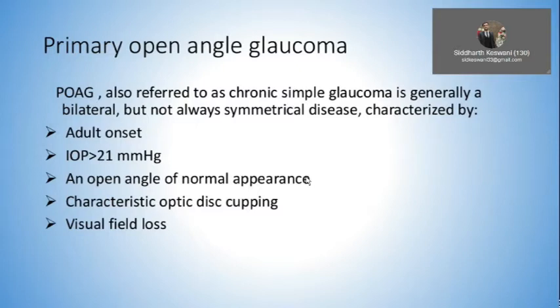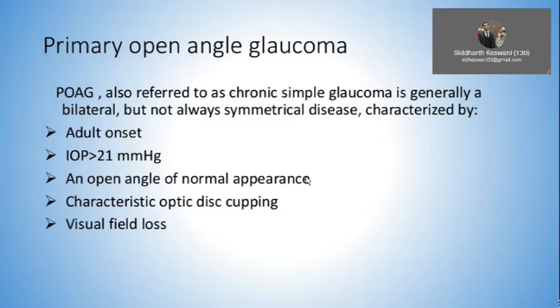Okay, so primary open angle glaucoma is also referred to as chronic simple glaucoma and is generally a bilateral condition, okay, and not always symmetrical. It is basically characterized by an adult onset, and the intraocular pressure is usually more than 21 mm of Hg, and an open angle glaucoma usually has a normal appearance. So the characteristic features are optic disc cupping and visual field loss.